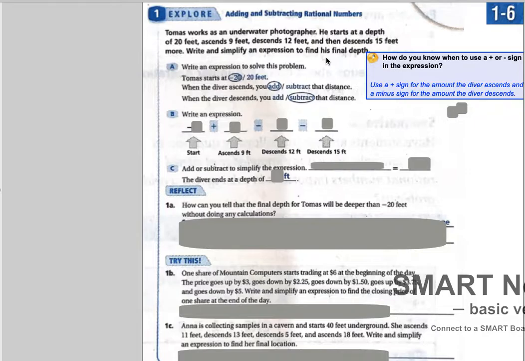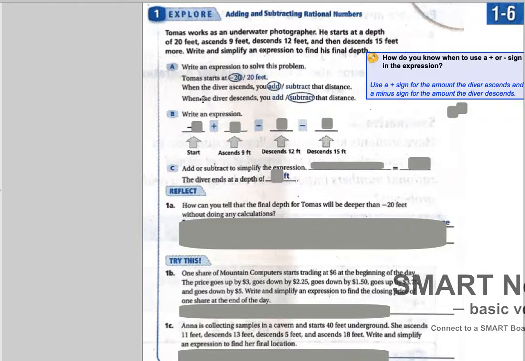So first off, we need to understand what ascend and descend mean, right? So let's use a positive sign for when the diver ascends and a negative or minus sign for when the diver descends. Okay, so what does he start at? Well, he starts at negative 20 feet. He starts at a depth of 20 feet. Now, you can't be above the water and be an underwater photographer, so we know that it's negative 20. So again, some of this is reading and understanding what those words really imply.